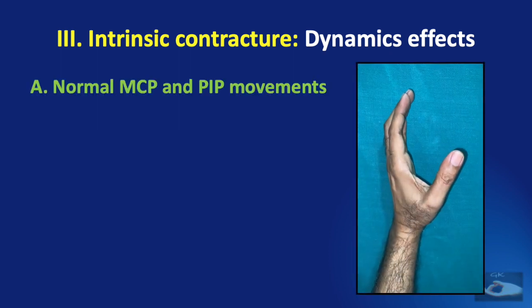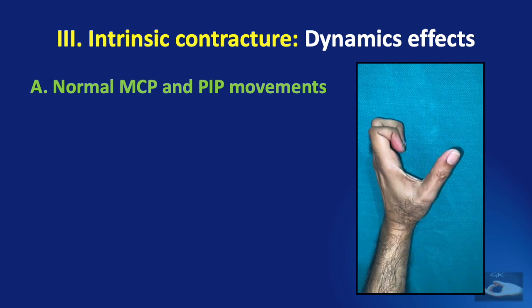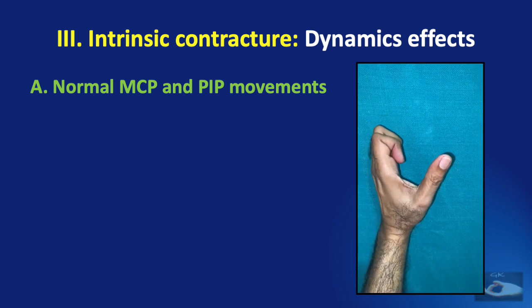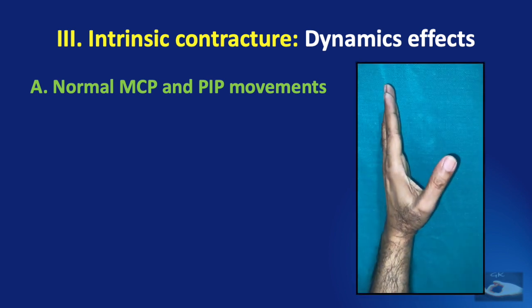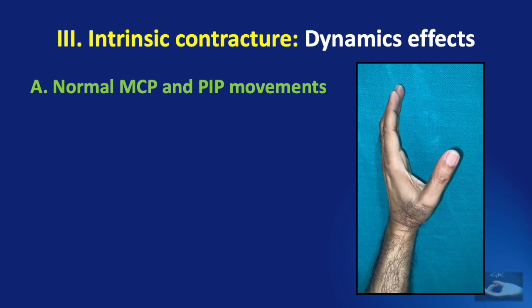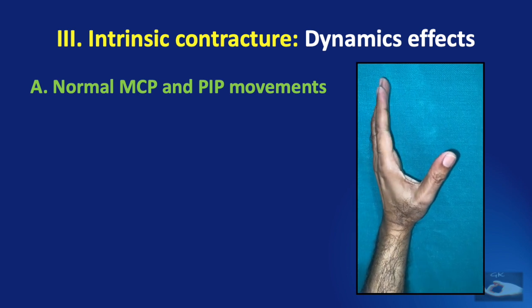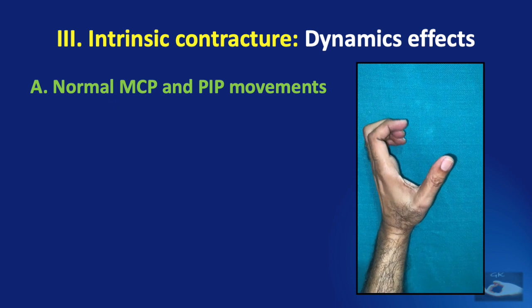When the intrinsic muscles are acting well and are normal, we will be able to do extension of the metacarpophalangeal joint and flexion of the interphalangeal joints. This puts the intrinsic muscles into maximum stretch. The ability to perform this hook movement indicates that the intrinsic muscles are intact and supple.